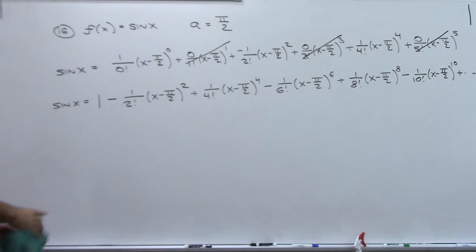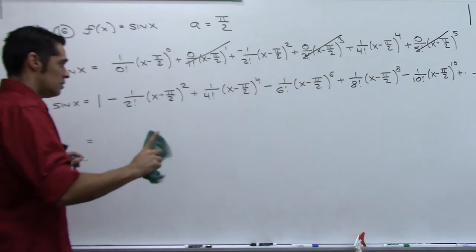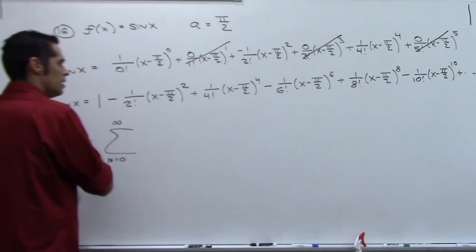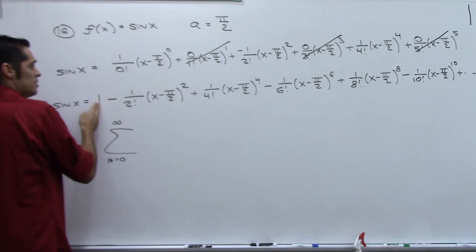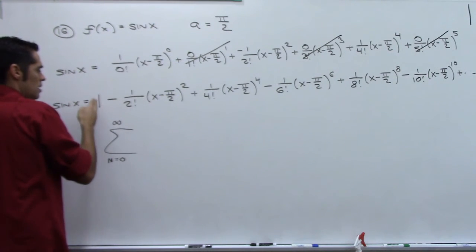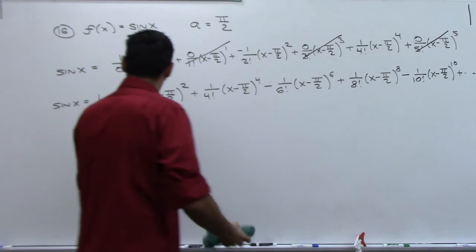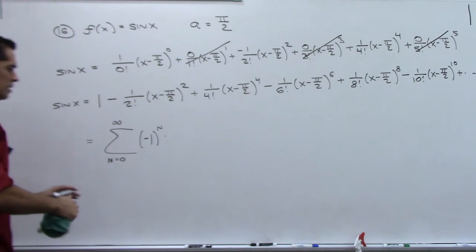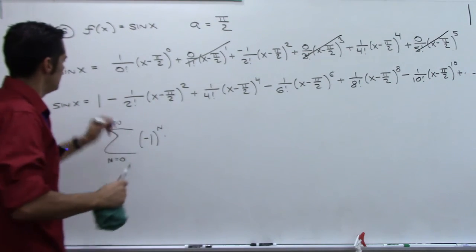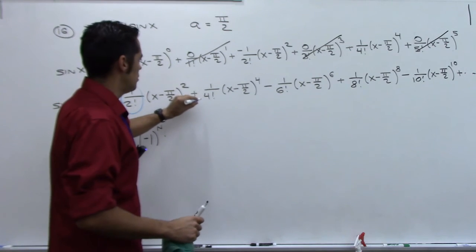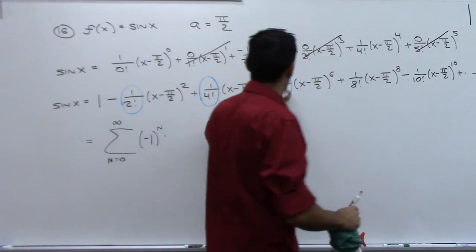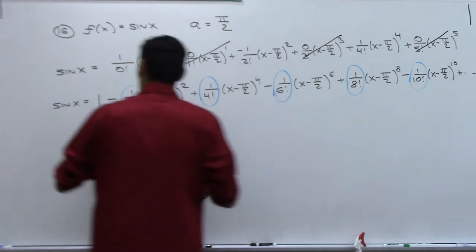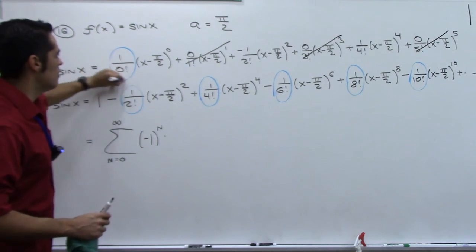So let me make sure I don't mess this one up. It's alternating, so I'm going to start my sum, n equals 0 to infinity. I believe I can get this still within my formula. To start positive, then negative, I'm going to use negative 1 to the n. Now, all of these fractions out front are just 1 over factorial: 1 over 2 factorial, 1 over 4 factorial, 1 over 6 factorial, 1 over 8 factorial, 1 over 10 factorial. That's 1 over an even factorial.